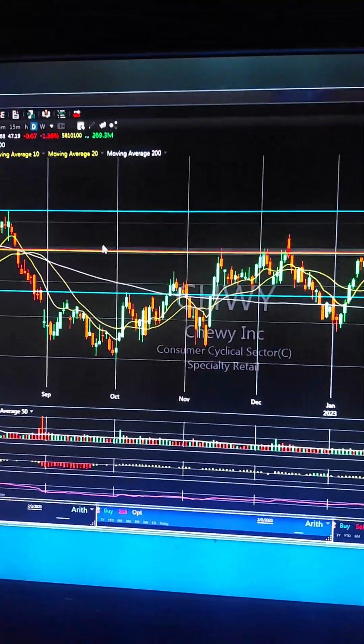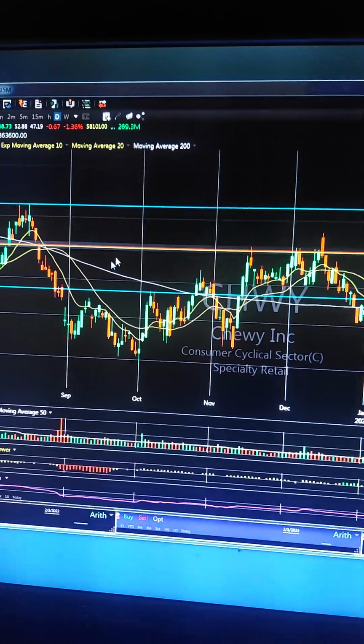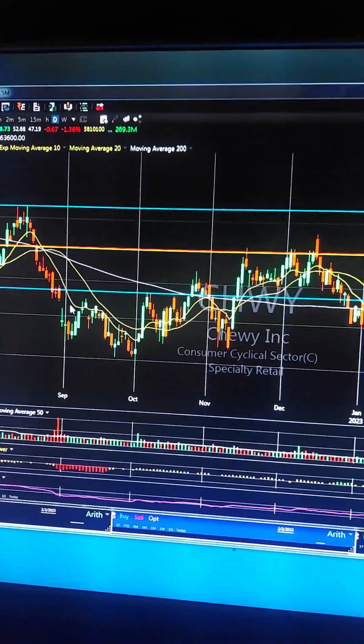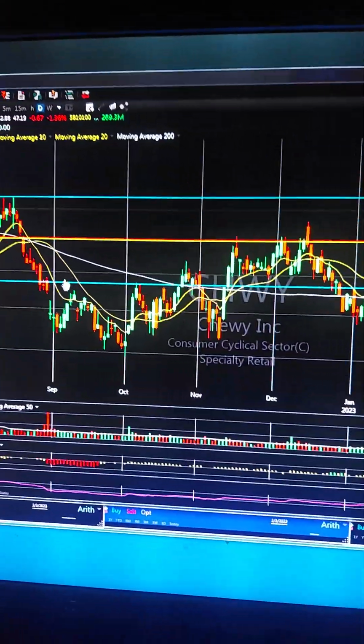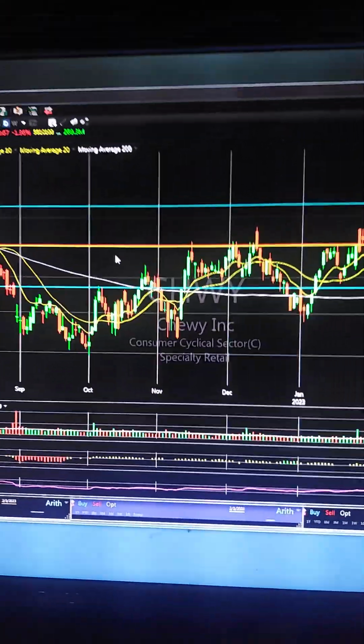Looking at the two principles of taking out liquidity and filling in inefficient pricing, or balancing out inefficient pricing, with different gap areas.